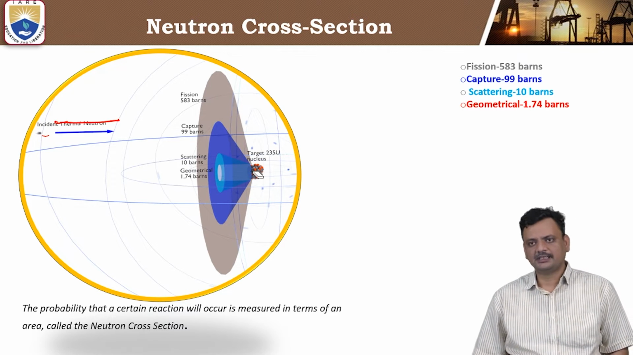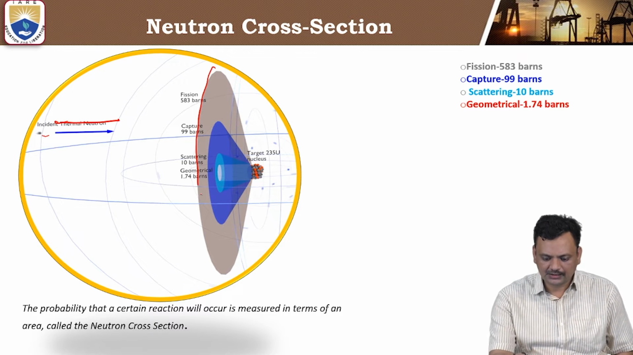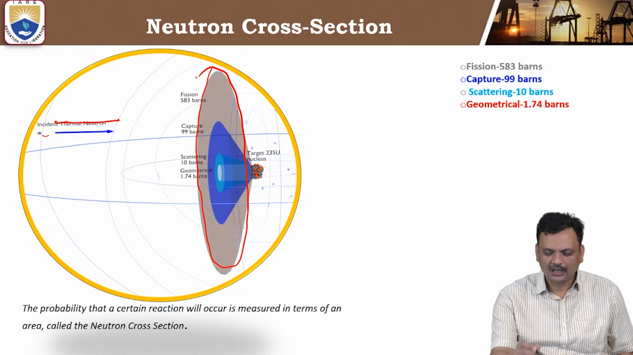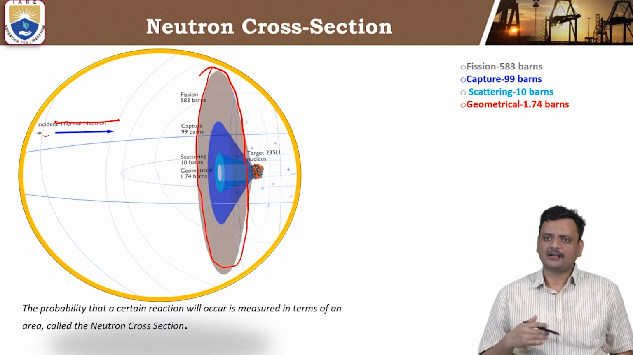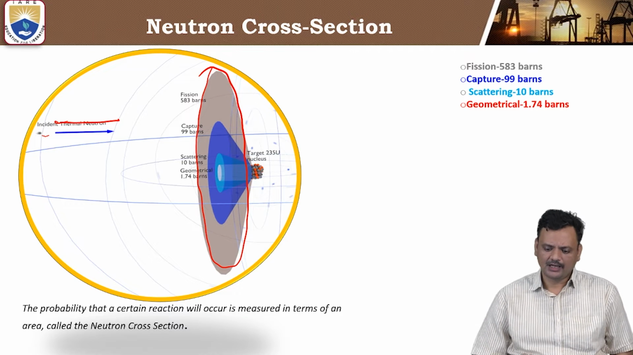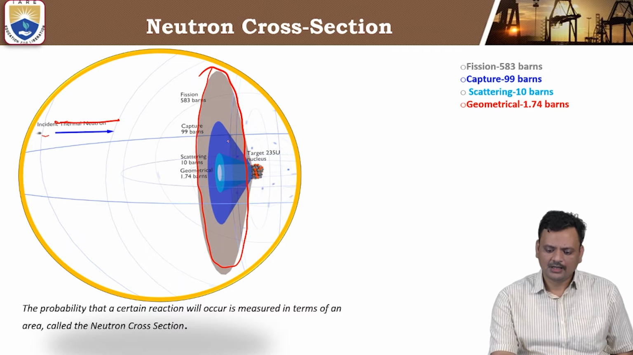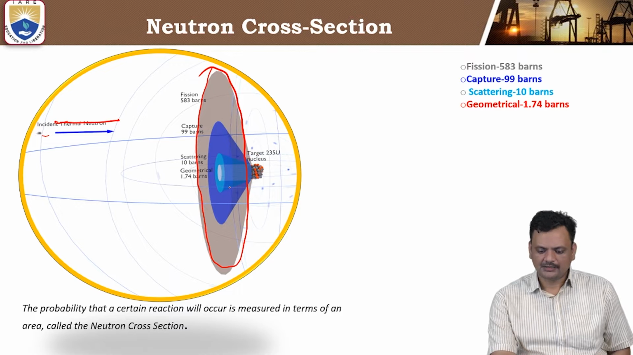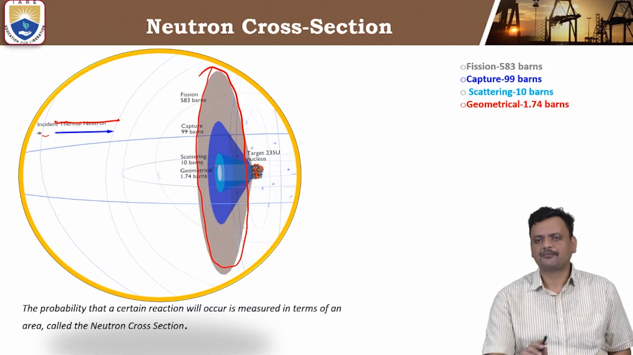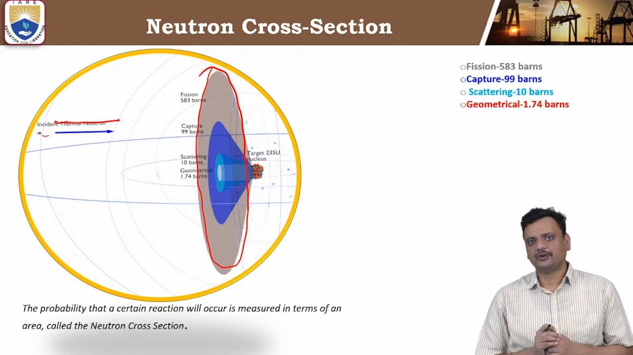So you can see this fission area is larger in comparison to other considered areas. Other considered areas means what? The capture region, the scattering region, and the exact geometrical collision region. Okay.